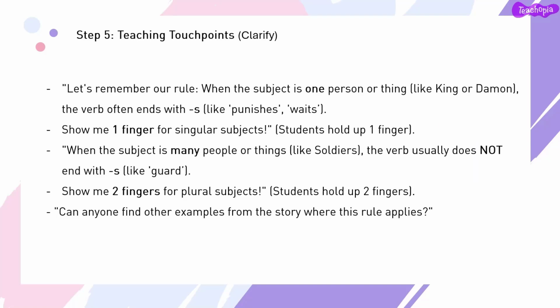Let's remember our rule. When the subject is one person or thing, like king or Damon, the verb often ends with s, like punishes, waits. Show me one finger for singular subjects. When the subject is many people or things, like soldiers, the verb usually does not end with s, like guard. Show me two fingers for plural subjects. Can anyone find other examples from the story in which this rule applies?